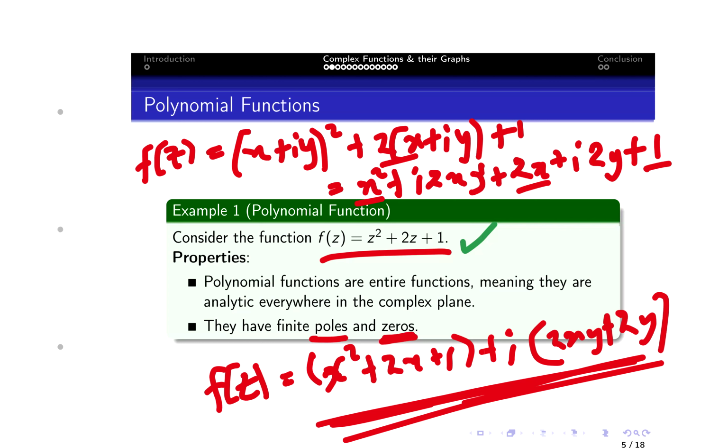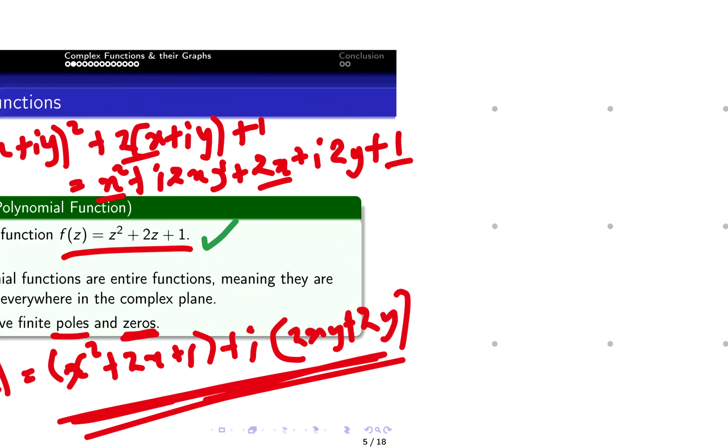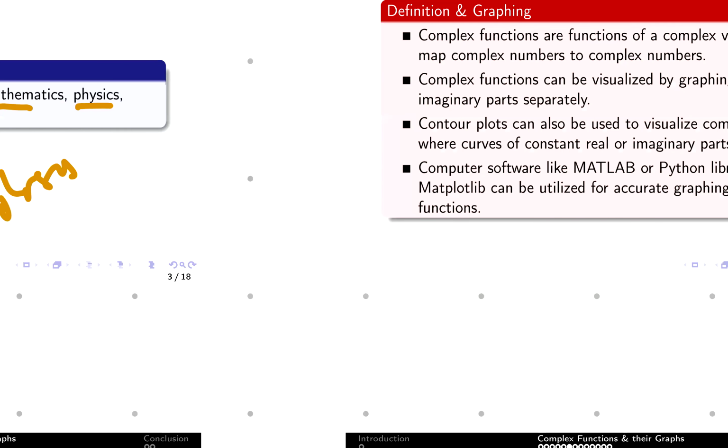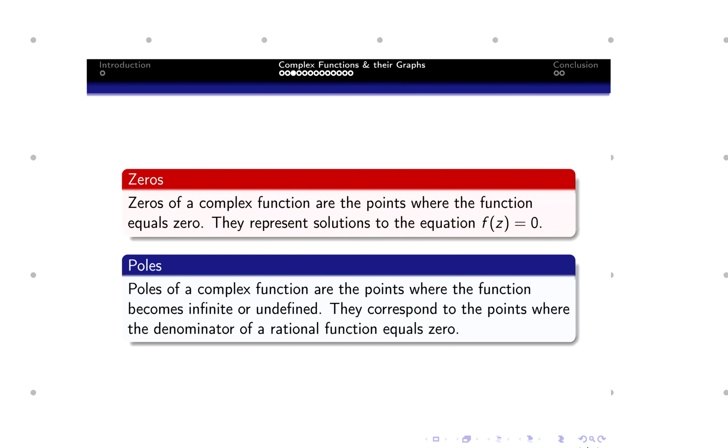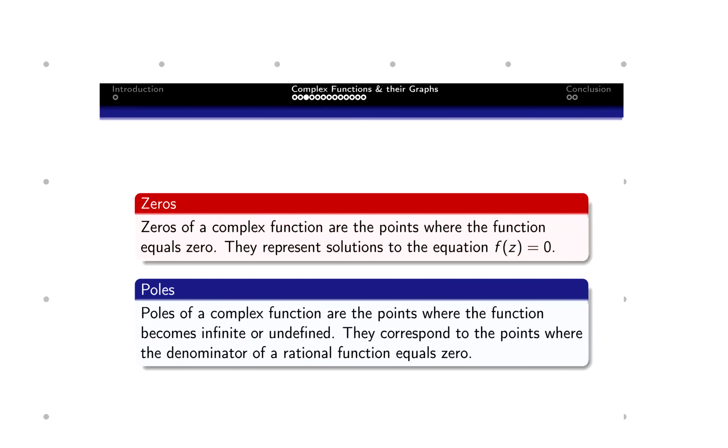Okay, so let's go to the sixth slide where we have more information on other types of functions. Since we've introduced the ideas of zeros and poles, I thought it's important to elaborate on that idea. Zeros of a complex function are the points where the function equals zero. They represent solutions to the equation f of z equals zero.